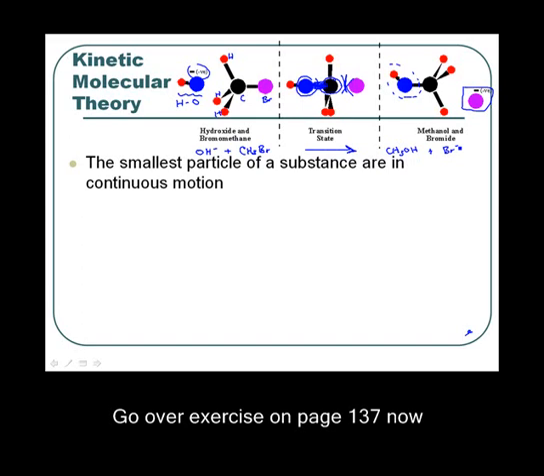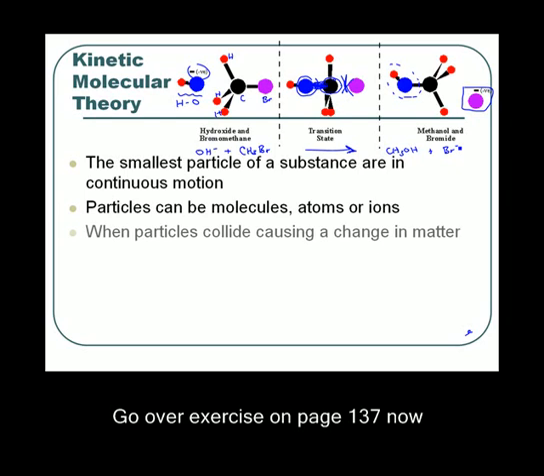Kinetic molecular theory says the smallest particles of a substance are in continuous motion. They're always moving around. We knew that when we talked about gases. The particles we're talking about can be molecules or atoms or ions. When particles collide, that's what causes a change in matter. When two particles collide, something has to happen. Bonds have to be broken and bonds have to be reformed. These bonds are represented by either the sharing of electrons or the transfer of electrons.